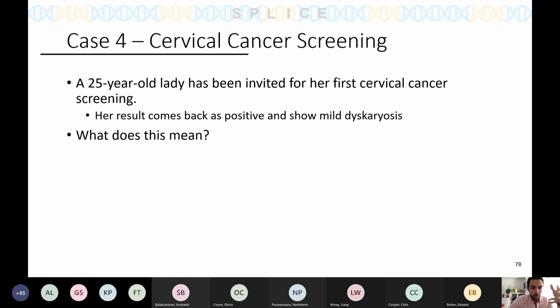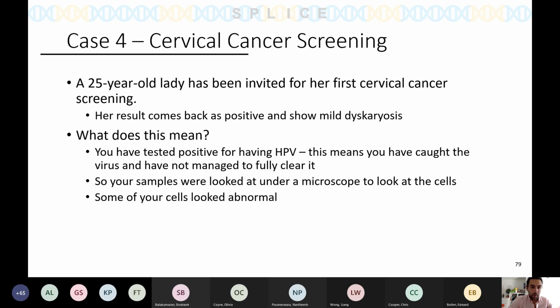So the patient might ask, what does mild dyskaryosis mean? Yeah, the cells go back to normal. Most women clear it. The cells are a bit janky. I don't think you do too well in your OSCE if you're saying stuff like that. Yeah, explain what the procedure does, small changes in the cells. Yeah, this is all brilliant stuff.